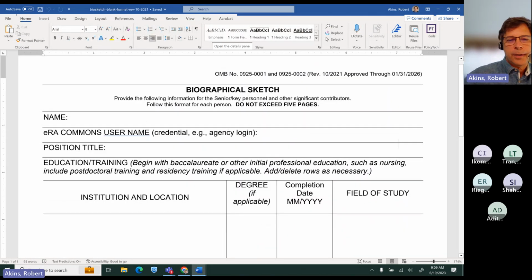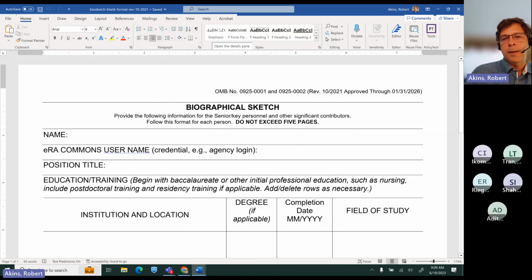The top part here has not changed in a very long time. The thing that changes and that you should be aware of is this OMB approval date. So Forms G went through the end of 2023. Forms H goes through 2026. That is one of the things that will get your Biosketch kicked back, especially from OSP.